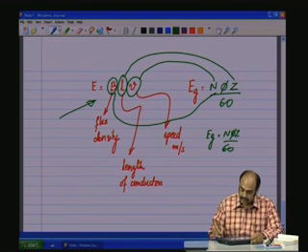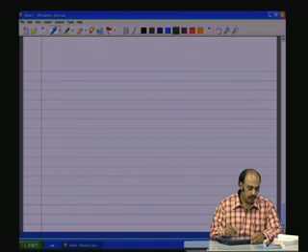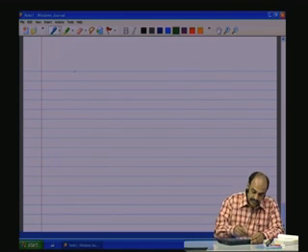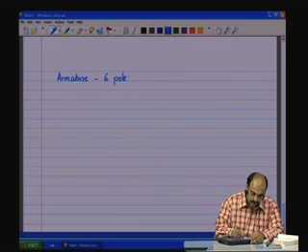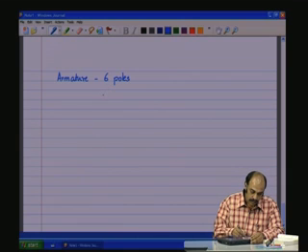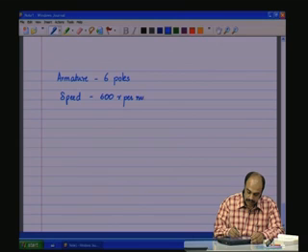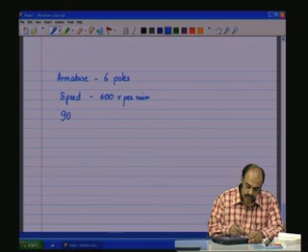Now, let us consolidate this understanding of this equation with a simple example, which will give us a better idea of using the equation. So, let us consider a DC machine whose armature has 6 poles. The speed at which the armature is going to rotate will be 600 revolutions per minute. Now, this machine is designed to have 90 slots.